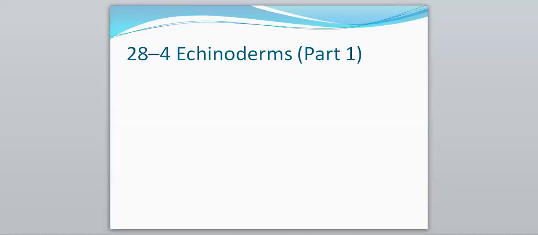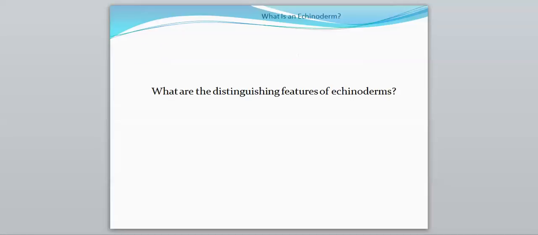Hello Bio 2, we're going to finish up with our last section in chapter 28, and it's going to look at another invertebrate group known as the Echinoderms. Before we get started with what Echinoderms are, we have to get what their distinguishing features are. So what is this group going to look like? What makes them up? What makes them what they are?